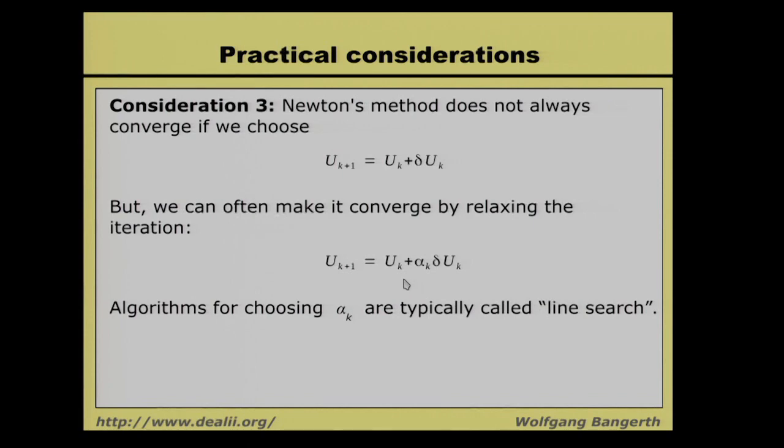So the Newton iteration: I know uk, it computes the delta uk, and instead of computing uk plus delta uk, I'm going to take a step length. In formulas, this looks like uk plus 1 equals uk plus alpha k delta uk, and alpha k is a step length that we will choose less than 1, between 0 and 1. The algorithm for determining what this alpha k should be is typically called line search. And there are multiple approaches to this.